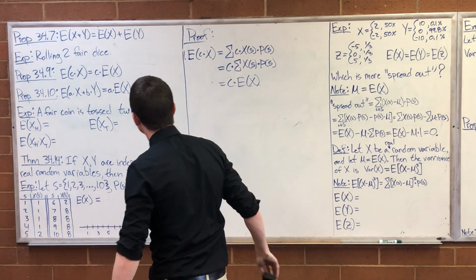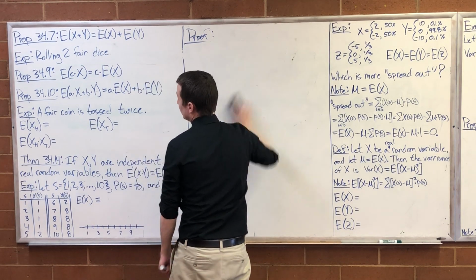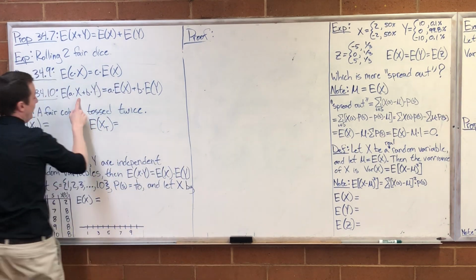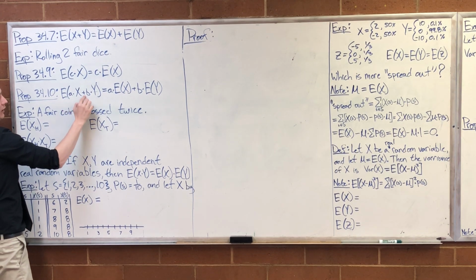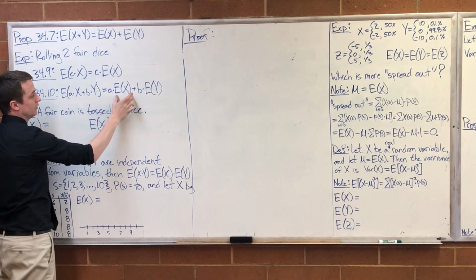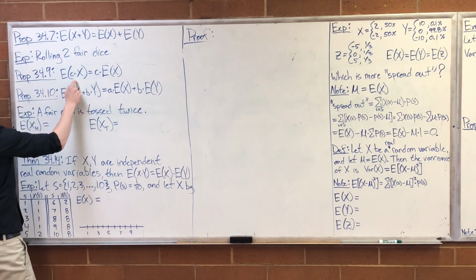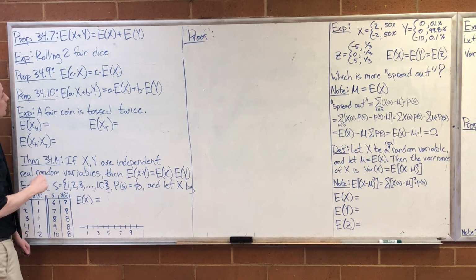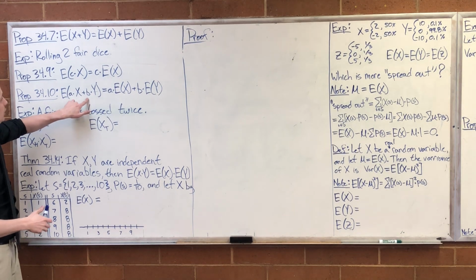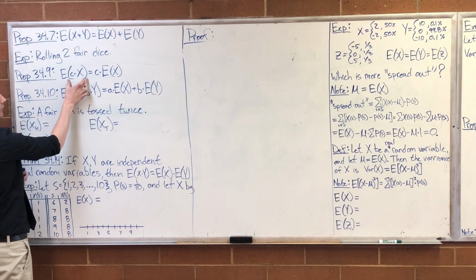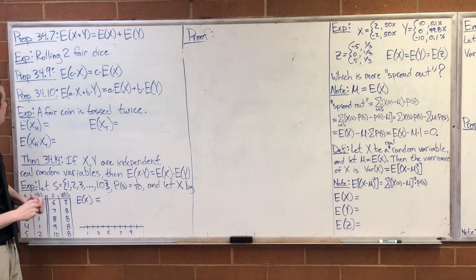So now, we'll prove linearity, which is this one. So a and b here are constants. So the expected value of a constant times x plus a constant times y is equal to a constant times the expected value of x plus a constant times the expected value of y. Now this is just using this and this together. So maybe we won't even bother writing that. You can start with this. You can turn this into two things that look like this, and then pull the constants out, which gives you this. Easy peasy. Okay.